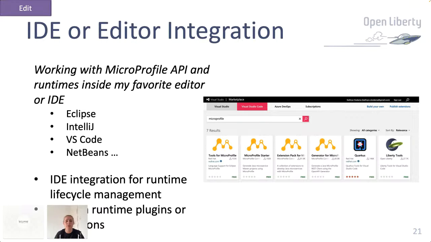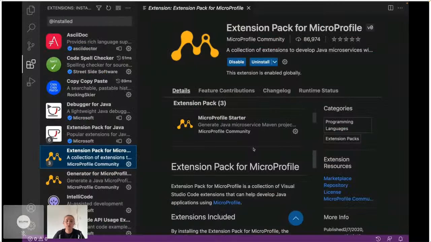And this can really help with things like runtime lifecycle management. And you can also use custom runtime plugins as well if you have those available. For example, there's an Open Liberty one that I'll show. So it can be really easy to install these, and it literally can save so much time and make your coding and editing so much more effective.